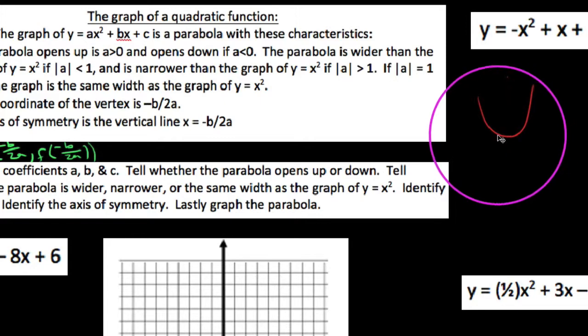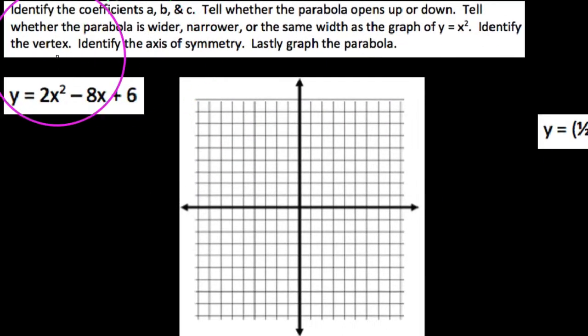Okay, so that being said, let's go ahead and try this out, and we're going to do this for all 3 of these graphs here, but we're going to do it in this order. We're going to identify a, b, and c on each problem. We're going to tell whether it opens up or down, tell whether it's wider, narrower, or the same width as the graph of y equals x squared, and then we're going to identify the vertex, axis of symmetry, and lastly, finally graph the parabola. So to put all these pieces together, we're going to start with this. We say to identify a, b, and c is the best course of action.